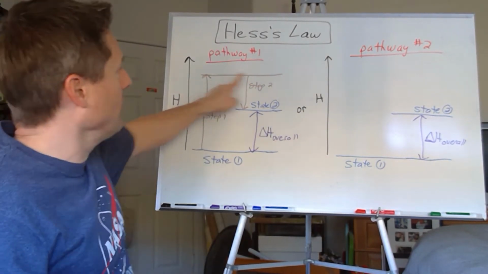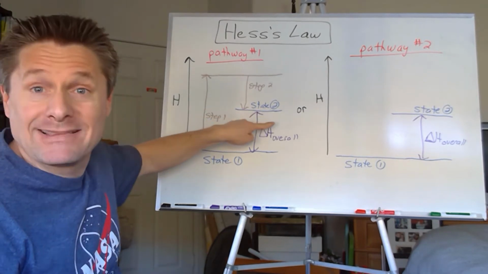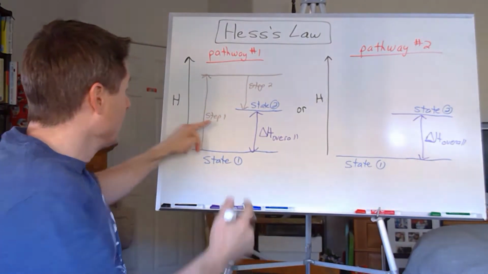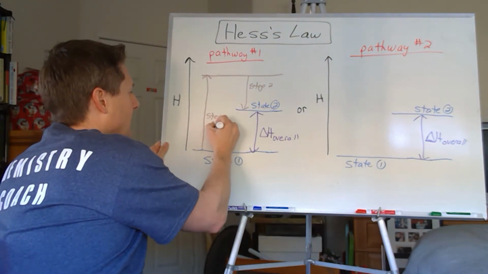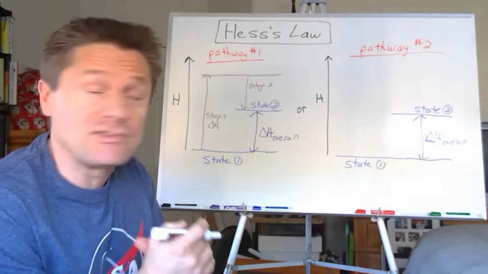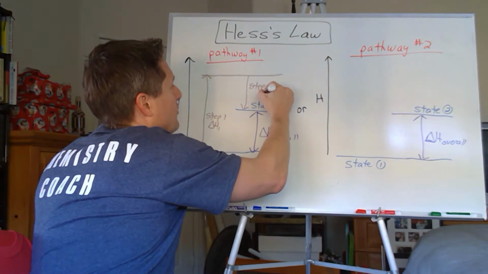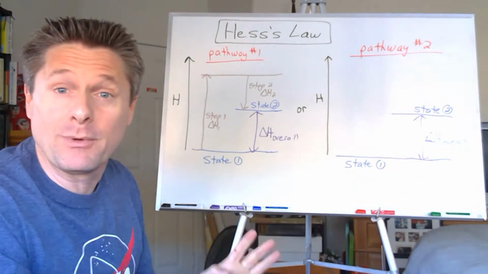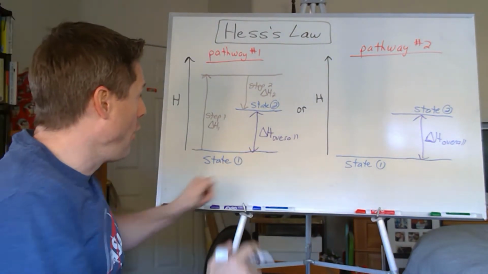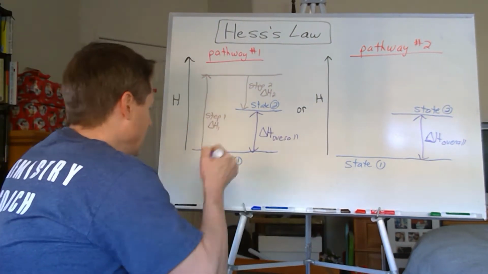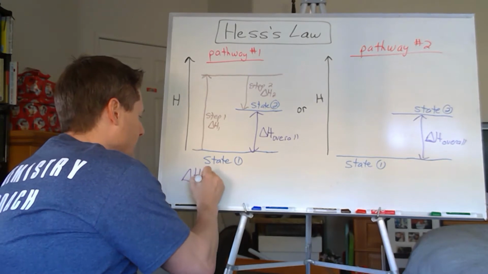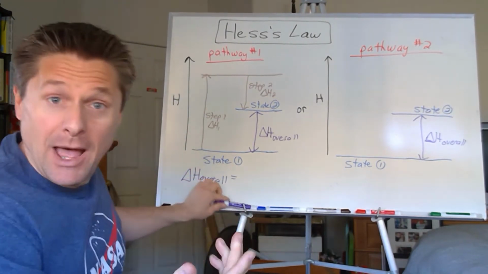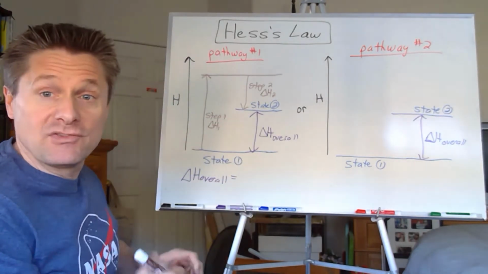So we go up here and down here, and then we end up at state number 2 via a 2-step process. Everybody okay? So this would be the enthalpy change for step 1, this would be the enthalpy change for step 2. So Hess's law tells us for thermodynamic state functions that the overall delta H is just the sum of each individual step to get there.